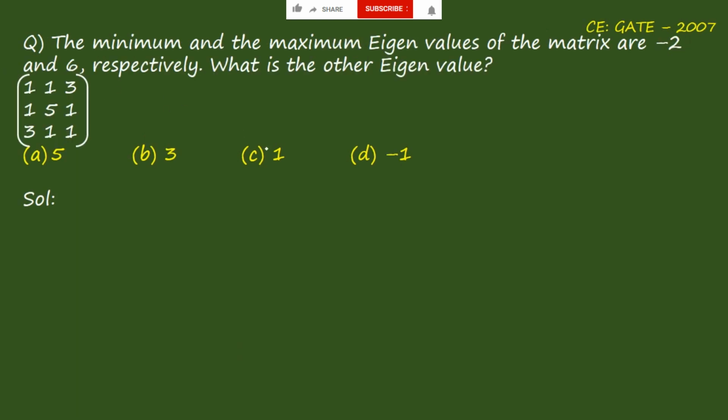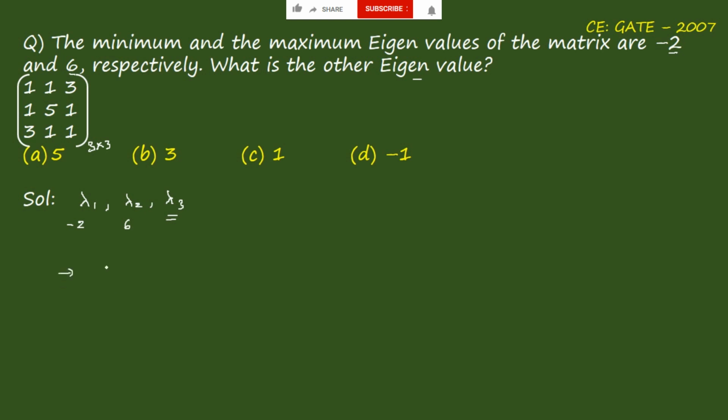Now come to the next question. The question is, the minimum and maximum eigenvalues of a matrix are minus 2 and 6 respectively. What is the other eigenvalue? Okay. Now it is given as a 3 cross 3 matrix. Right. So it has 3 eigenvalues. So consider that they are lambda 1, lambda 2 and lambda 3. Right. So they have given two eigenvalues, minus 2 and 6. Now we have to find the value of lambda 3.